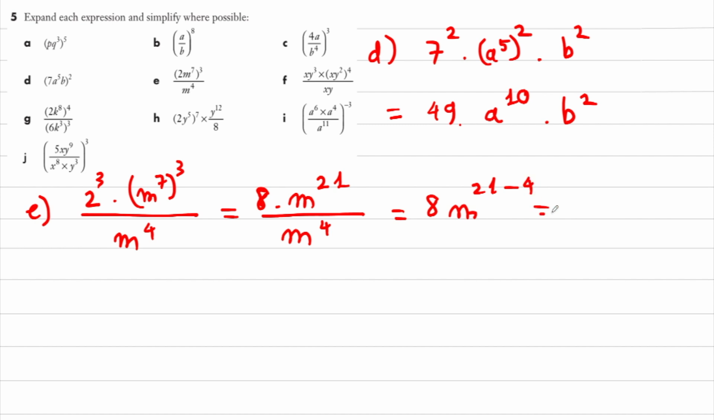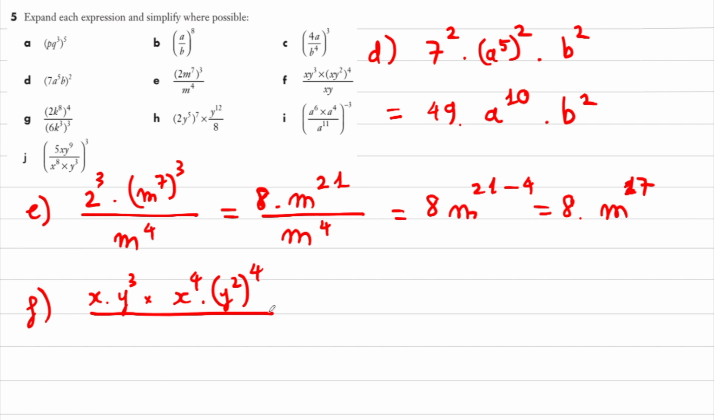m to power of 21 minus 4 equal to 8 times m to power of 17, like this. Yeah, question F. x and y cubed here: multiply x to power of 4 first, and y squared then to power of 4 in here. And now you got x multiply y, I can divide this one by x and by y.